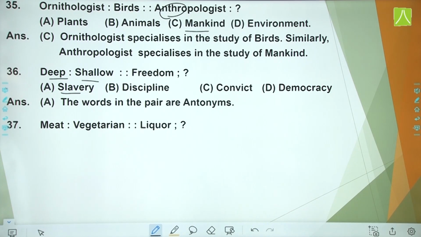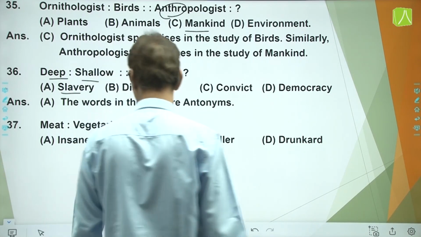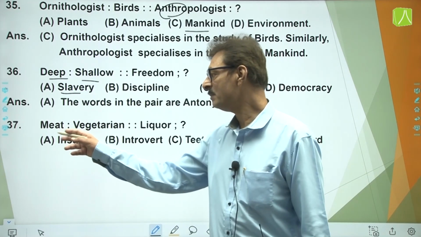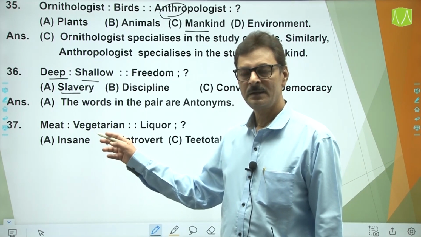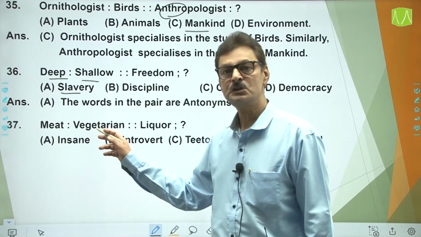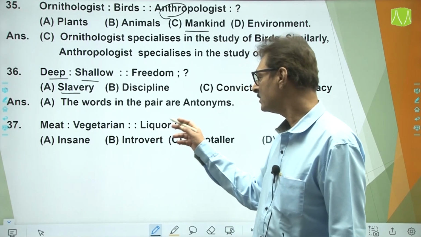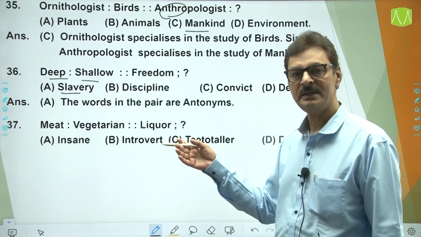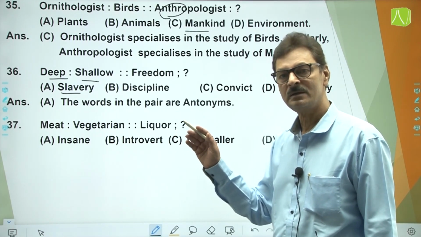Meat is to vegetarian, liquor is to what? Insane, introvert, teetotaler or drunkard. What is the relationship between meat and vegetarian? Meat is not consumed by vegetarians. Similarly, liquor is not consumed by the one who stays away from liquor.